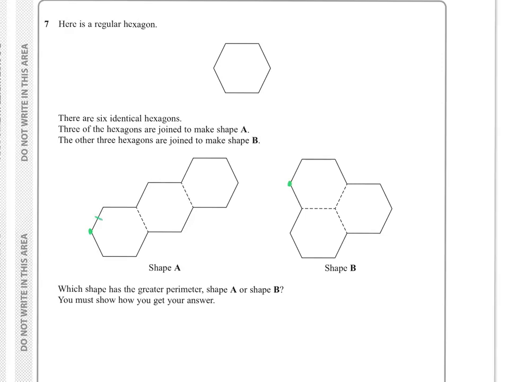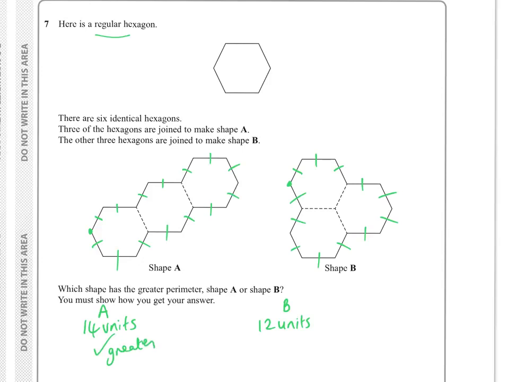So for this one I'll go 1, 2, 3, 4, 5, 6, 7, 8, 9, 10, 11, 12, 13, 14 units. So that'll be for shape A. And then if I start here and go clockwise again, I'll get 1, 2, 3, 4, 5, 6, 7, 8, 9, 10, 11, 12 units. Now, they're regular, so each length's the same. So, which shape has the greater perimeter? Well, A has the greater perimeter.